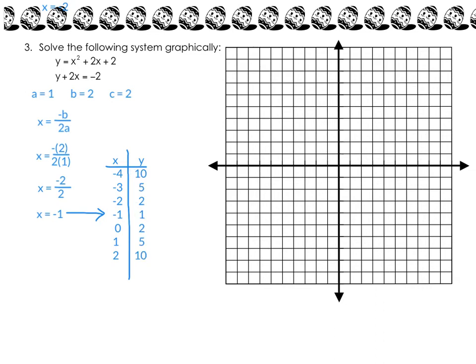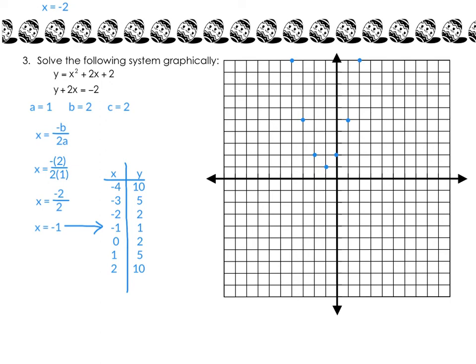So negative 4 should be 10, and then hopefully all of yours match my outputs. So I have the 5, 2, 1, 2, 5, and 10. Now this part shows me, since I have this symmetry on both sides, I probably did everything correctly and have the right part of my parabola shown. If not, then you might need to go back and check the work that you used to find your axis of symmetry. Now we can go ahead and plot these points on the graph.